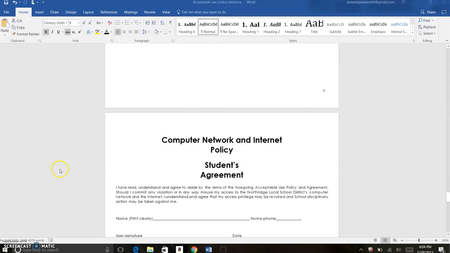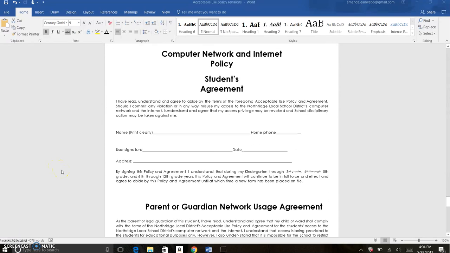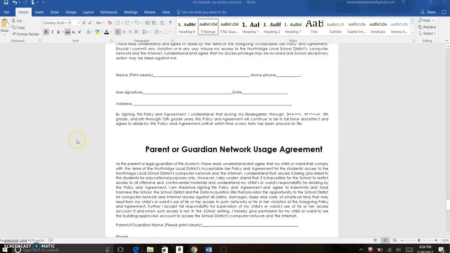Down at the bottom is the actual signing of the agreement. I left this the same. I did not make any changes on this because I thought that it really was a good statement for what the parents were being asked and the students were being asked to sign, just signing that they agree with everything that was listed above.